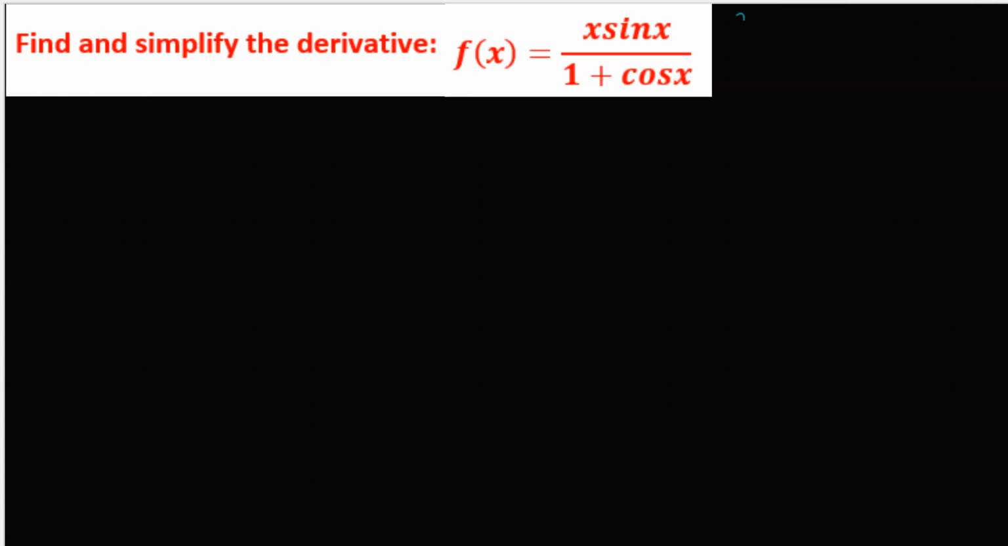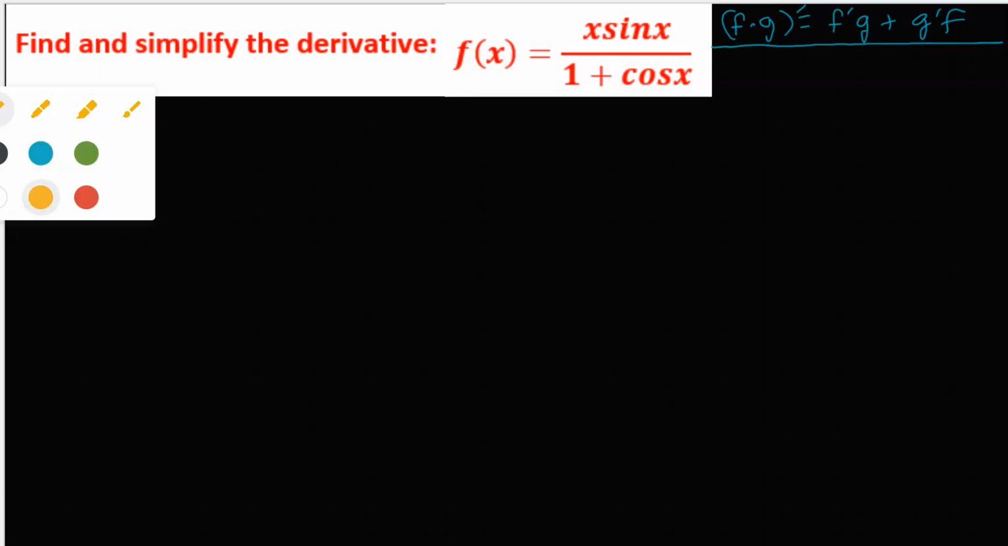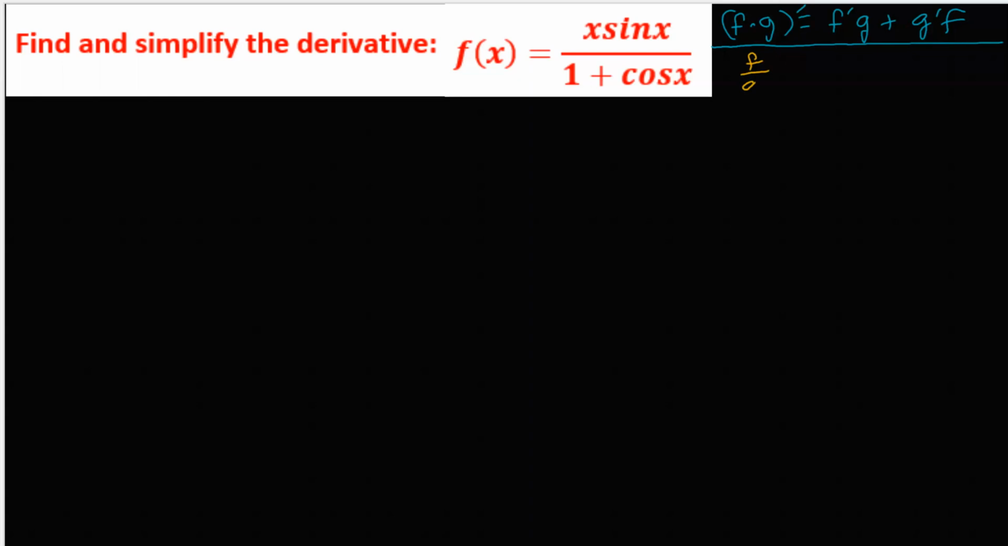First, the derivative of a product is the derivative of the first times the second plus the derivative of the second times the first. So that's one thing we should know. Second thing we should know is the derivative of a quotient. The quotient rule would be the derivative of the first times the second minus the derivative of the second times the first, all over the second squared. That's the quotient rule.